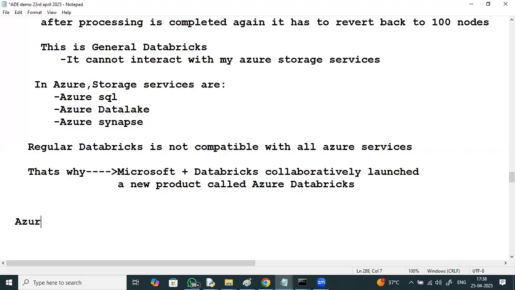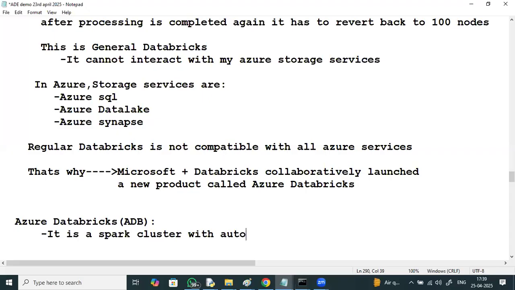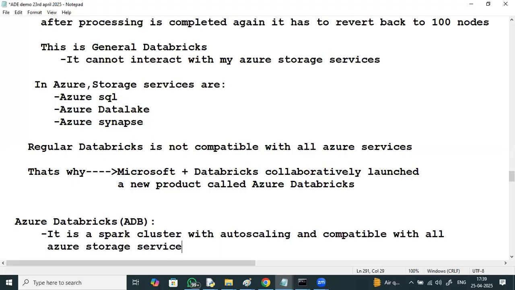Now try to say what is Azure Databricks? Azure Databricks, ADB, is a Spark cluster with auto scaling and compatible with all Azure storage services.